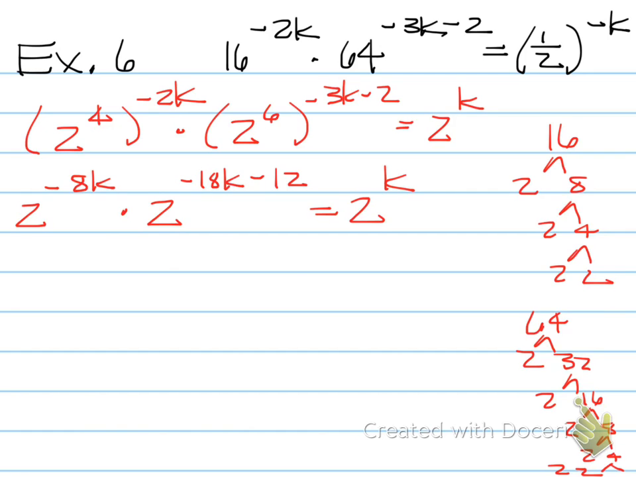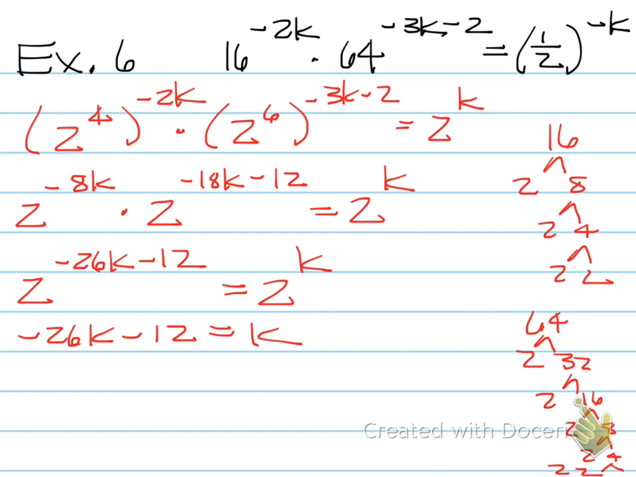And then we want to multiply those two exponents with the same base. So we're going to add the exponents. -8k plus -18k is going to be -26k. Now that we have the same bases, we just set the exponents equal to each other. Solve for k. Add 26k to both sides, and then divide both sides by 27. K equals -12 over 7.